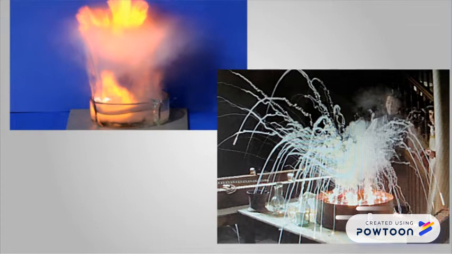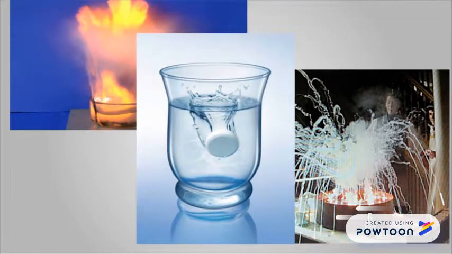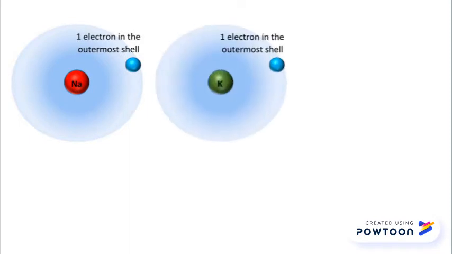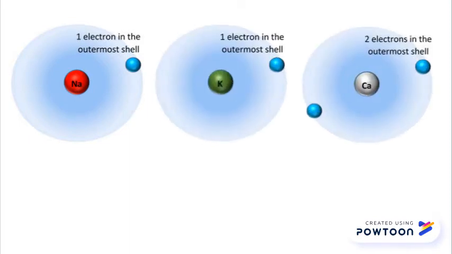For example, both sodium and potassium explode when they come in contact with water. Calcium, however, does not. This happens because the electron configuration of the outer shell is the same for sodium and potassium, but it is different for calcium.